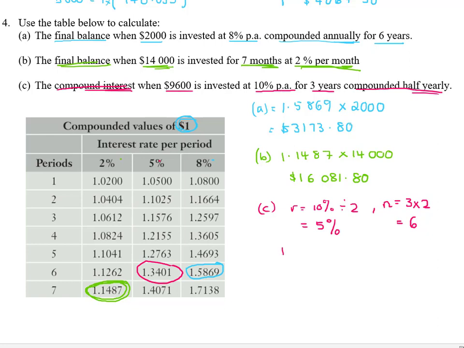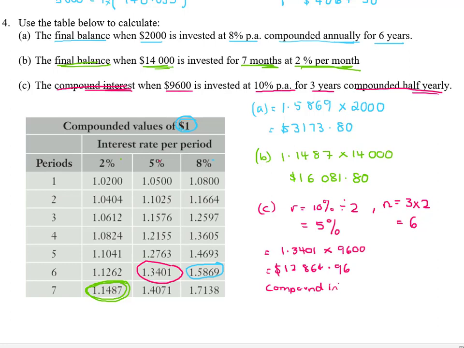So you can see I've got 1.3401 is what $1 is worth, but I've invested $9,600. So I'm going to work that out on my calculator, and I get $12,864.96. Now, once I've done that, I need to find now the compound interest.